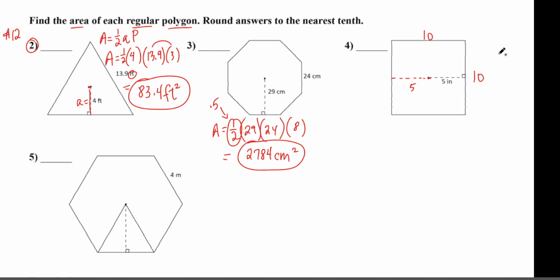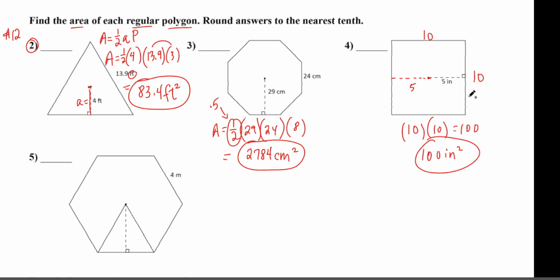I don't even have to find the perimeter of this. Since I know it's a square, right? It's a 4-sided regular polygon. A 4-sided regular polygon is a square. How do I find the area of this square? I just go 10 times 10. So it's 10 times 10, which is what? 100. All right, and there it is right there. I'll just put 100. It's in inches, so it's inches squared.